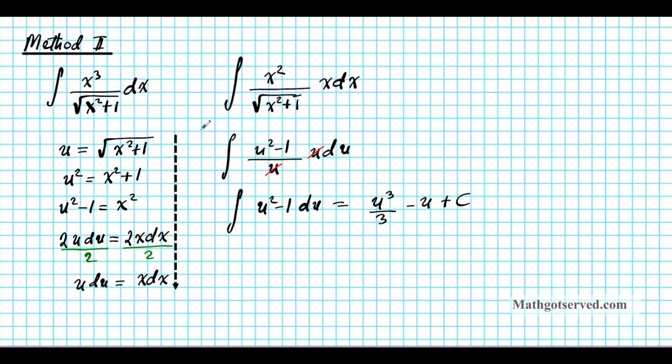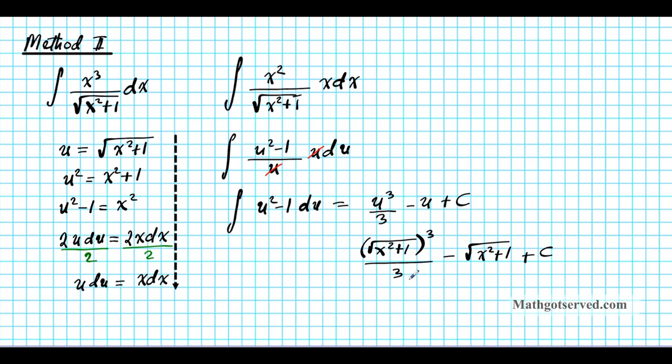Okay? Now remember that the original problem was in terms of x's, right? So we now have to put our x's back into the equation. Wherever we see u, we're going to put the square root of x squared plus 1. Okay, so we're going to have the square root of x squared plus 1 to the third power over 3 minus the square root of x squared plus 1 plus c.